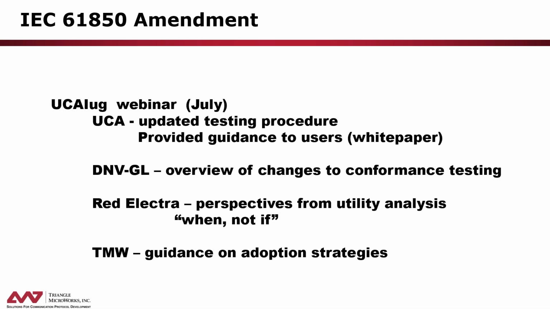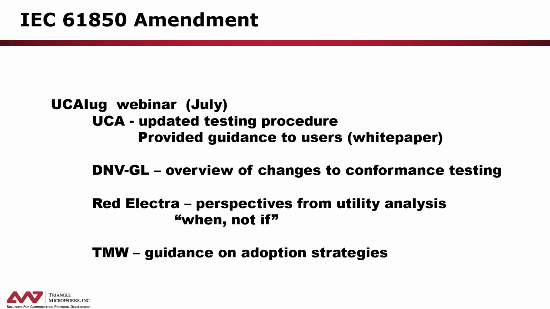A lot of careful analysis went into any compatibility issues moving forward with the amendment, not only within the working group, but also UCA. UCA has two major missions. They provide conformance testing, certification, verification for 61850. They certify the test labs that do conformance testing of 61850 products. And also as a users group, of course, they have an objective to provide guidance to users on the standard.